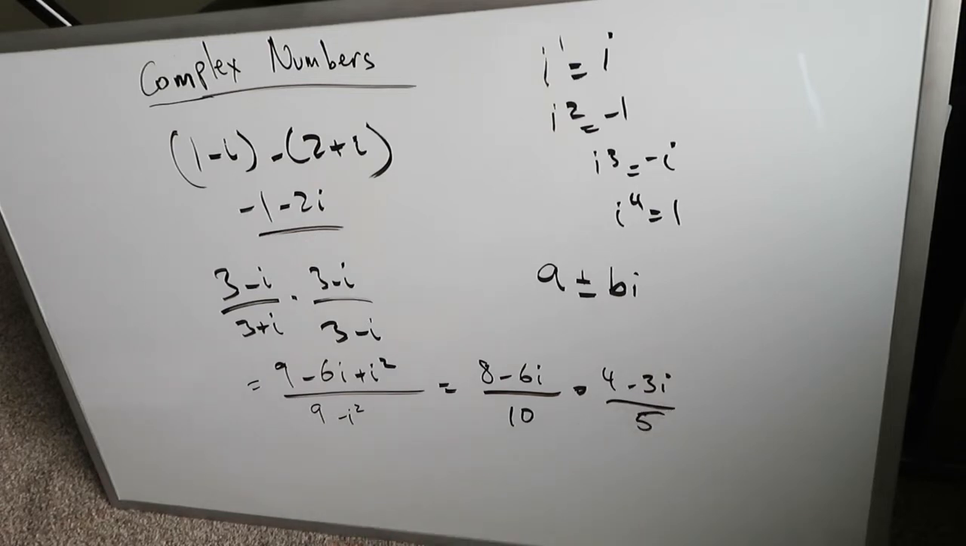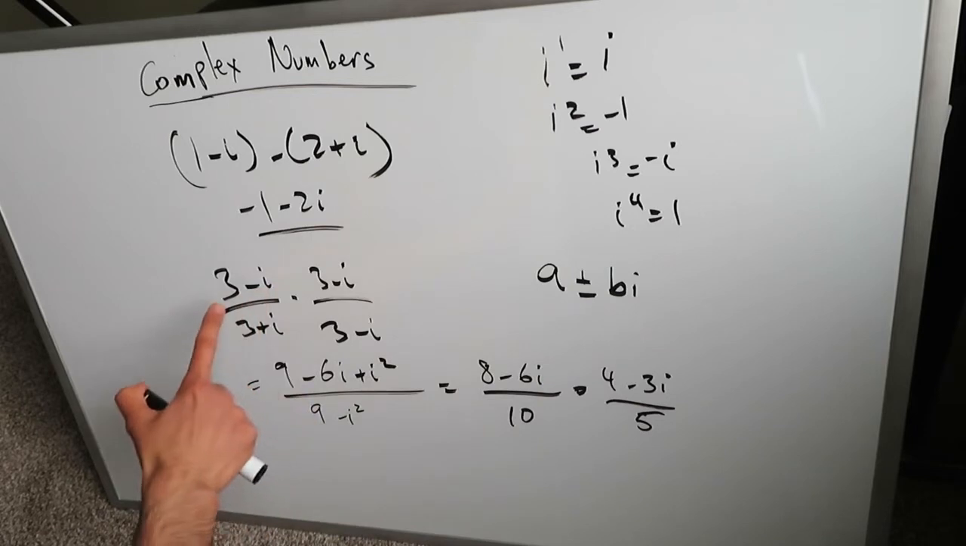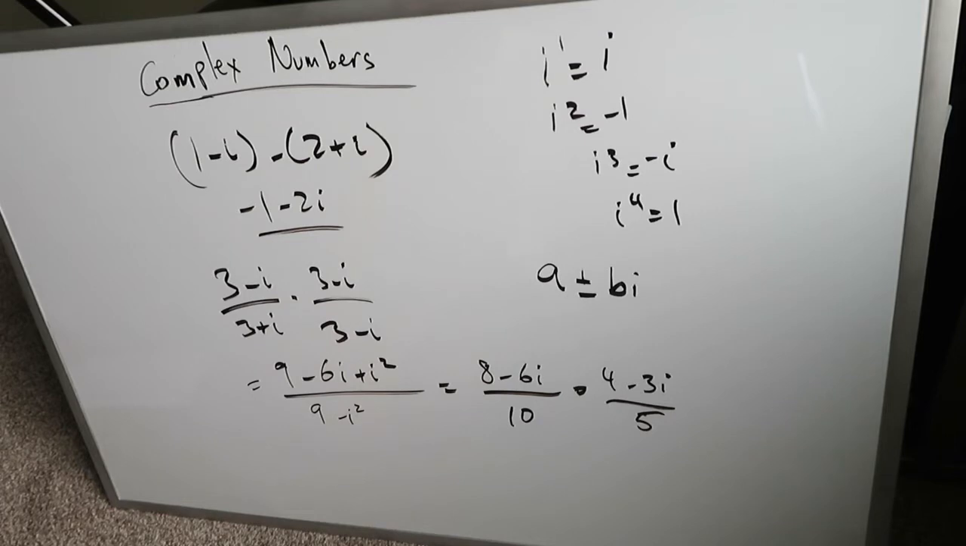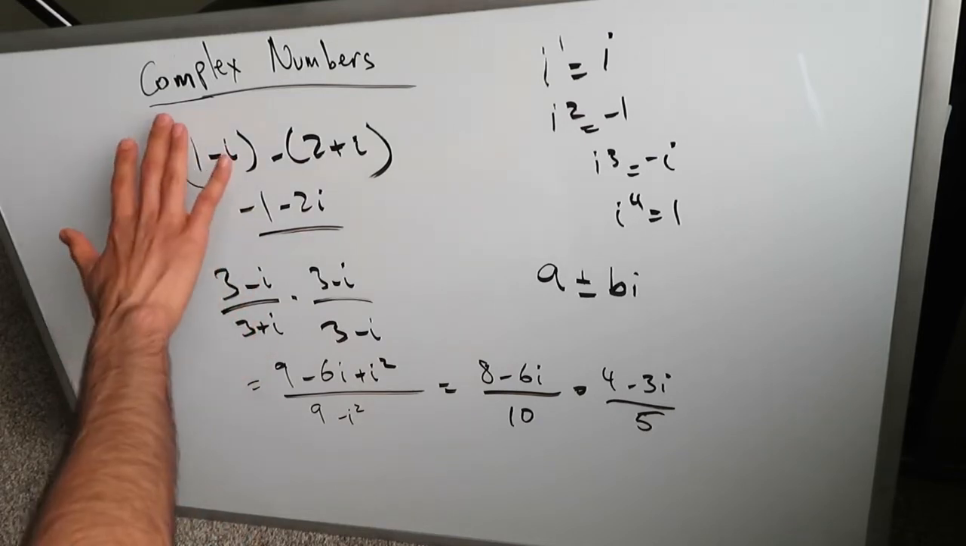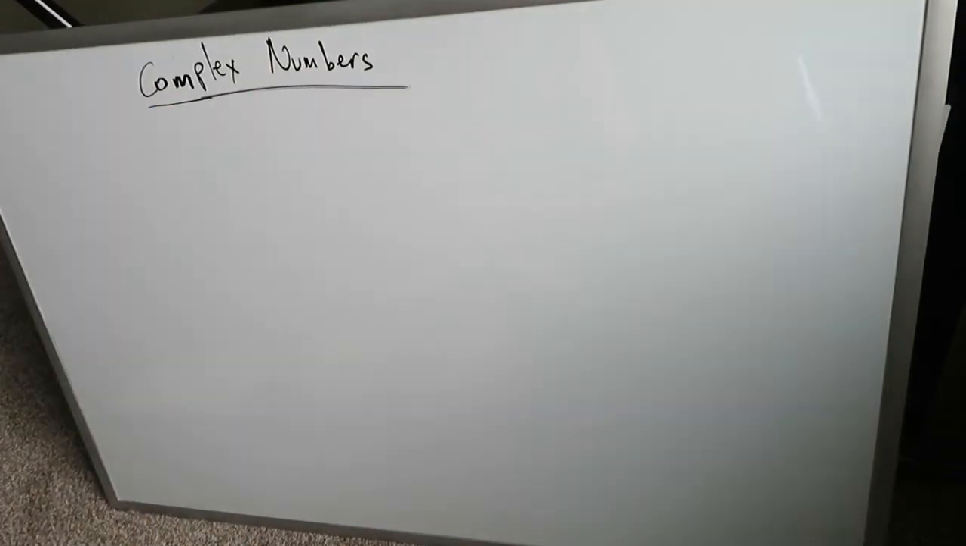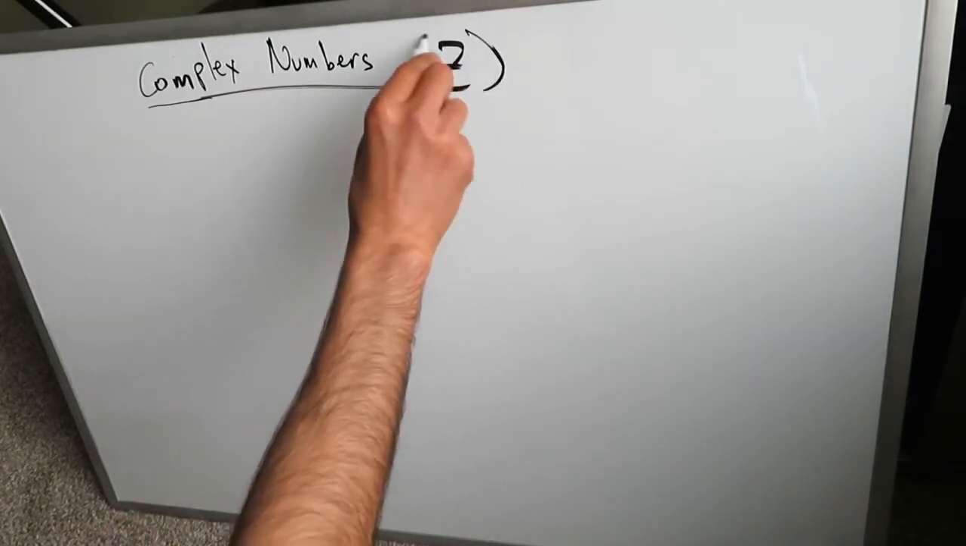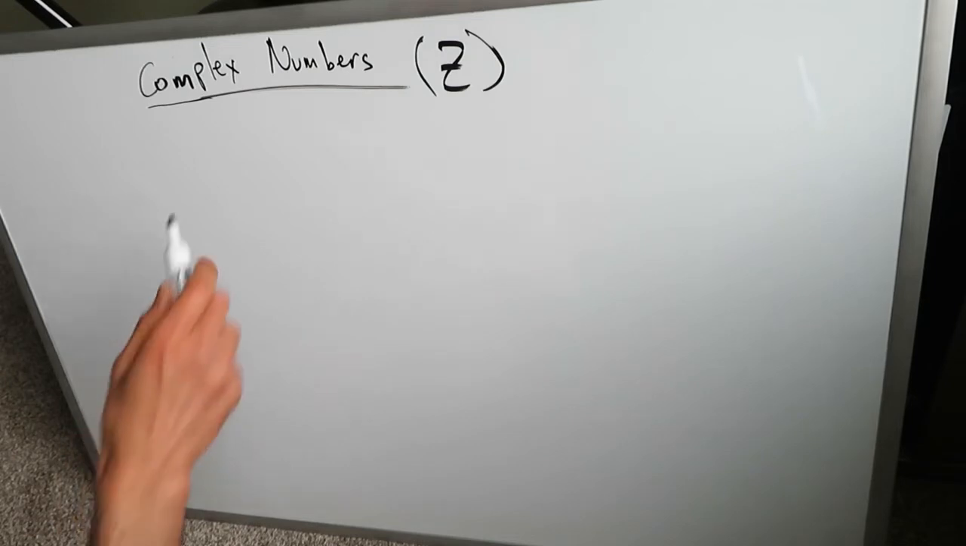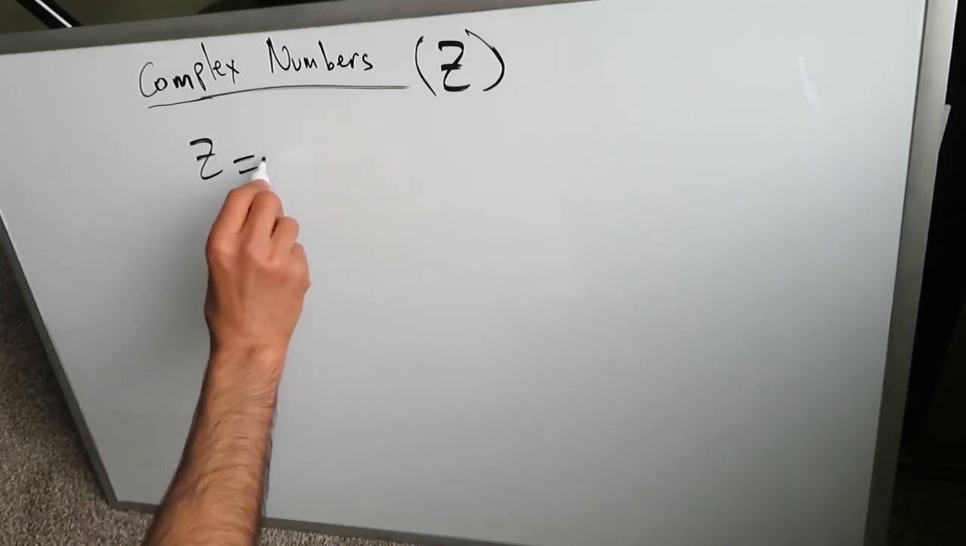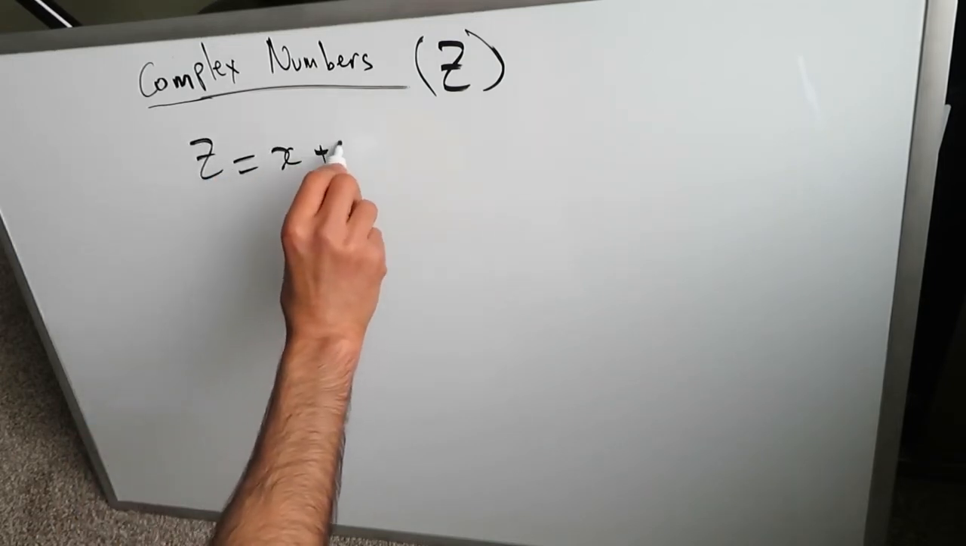So keep these operations in mind. Keep the concept of conjugates. Keep the concept of rationalizing in your mind. You're rationalizing this just as you're rationalizing radicals. Let's move forward now to the concept of complex numbers. Complex numbers are given this symbol z. Not too hard to remember, but you want to think of them in this form. z is equal to x plus yi.